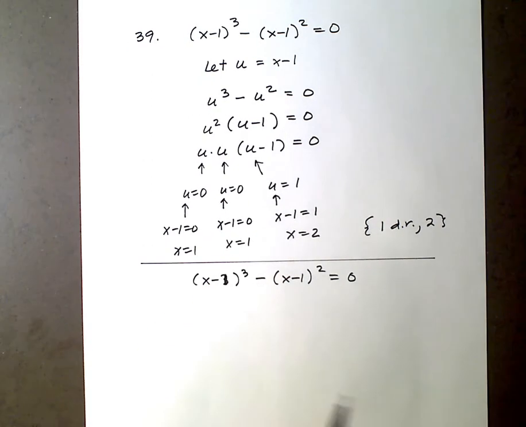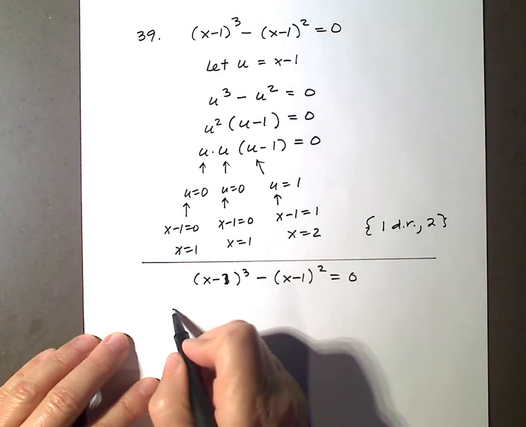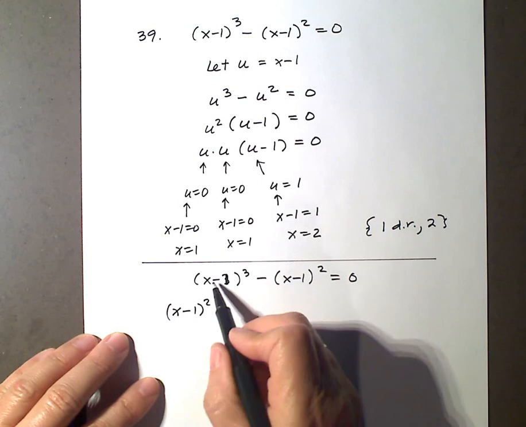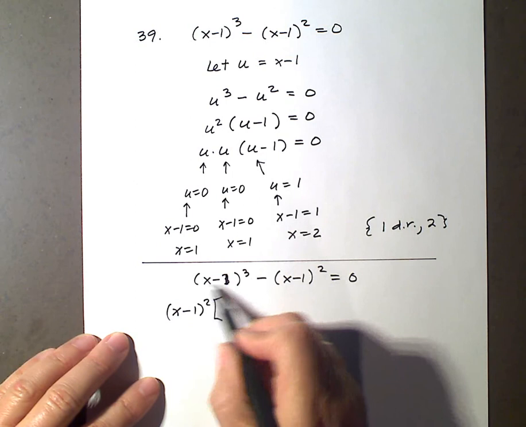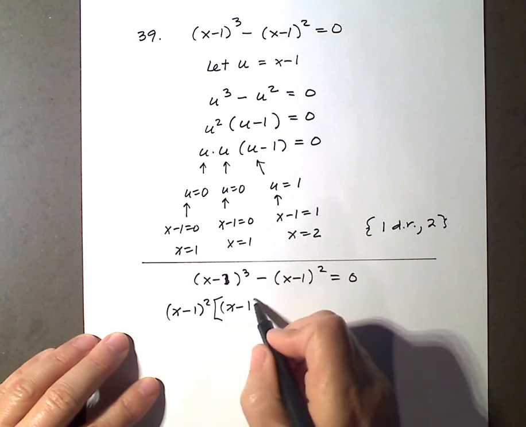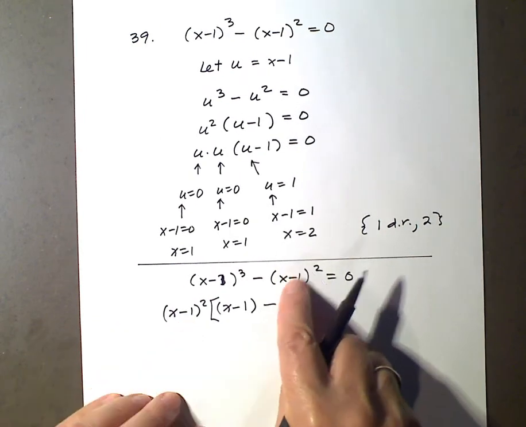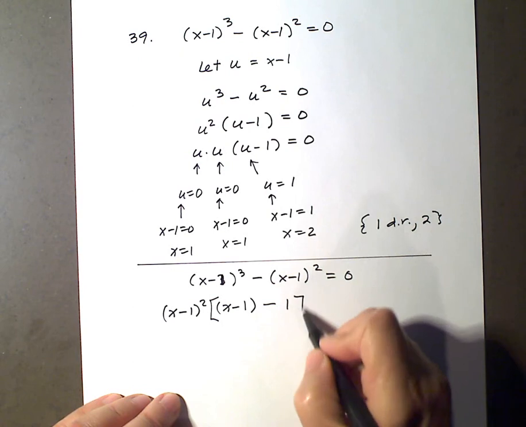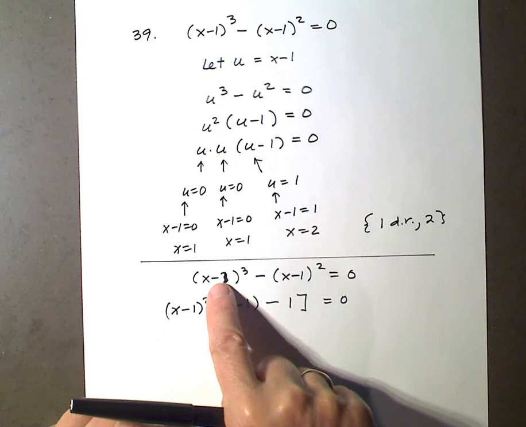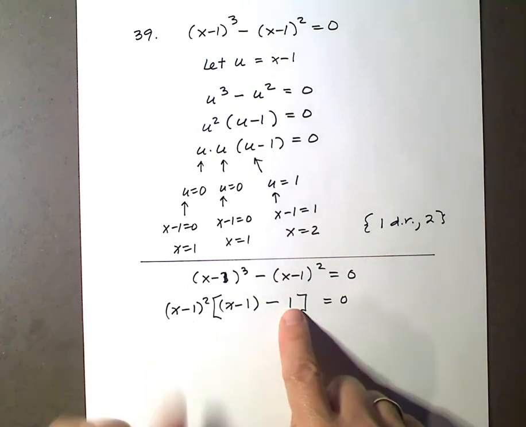If I factor that as the greatest common factor, x minus 1 squared, to the outside, what would I need to multiply it by to get x minus 1 to the third power? I'd need one more power of x minus 1. And then I would multiply it by 1 to get this, x minus 1 squared. So x minus 1 squared times x minus 1 is x minus 1 to the third, just using the distributive property, and x minus 1 squared times 1 is this.